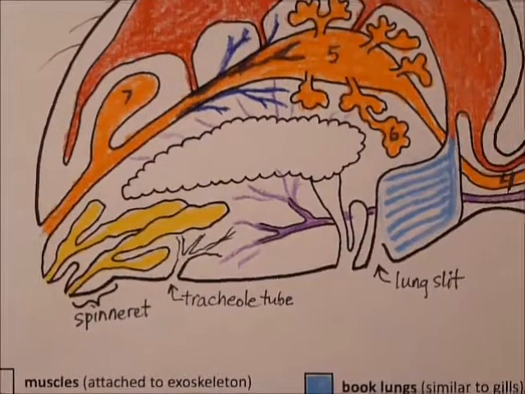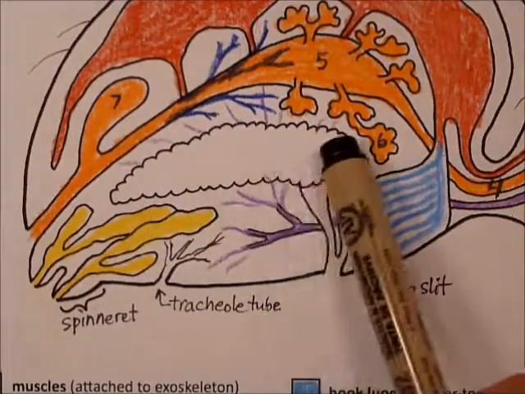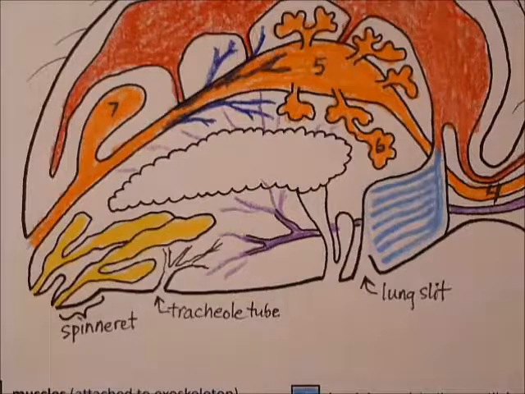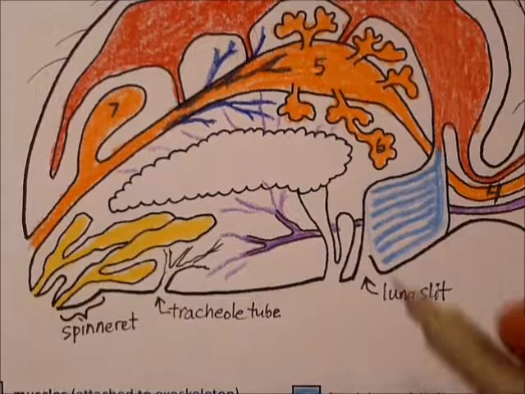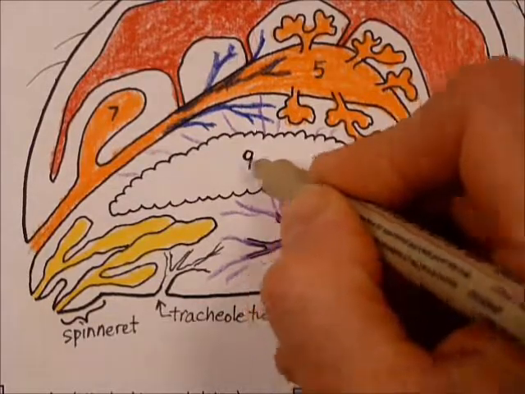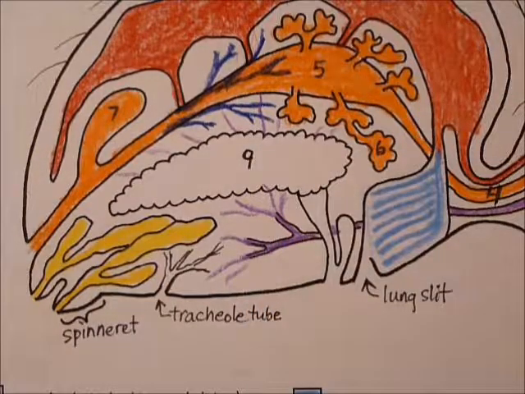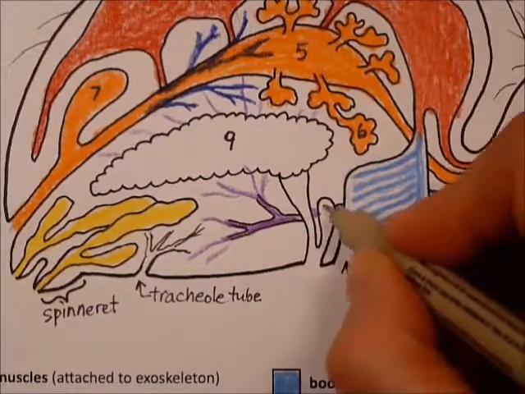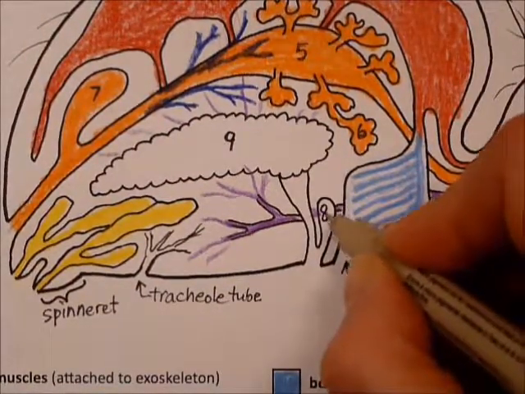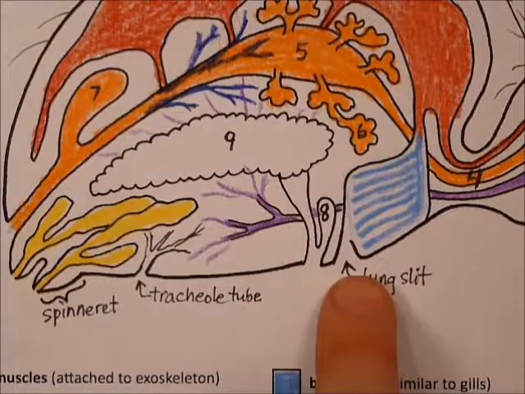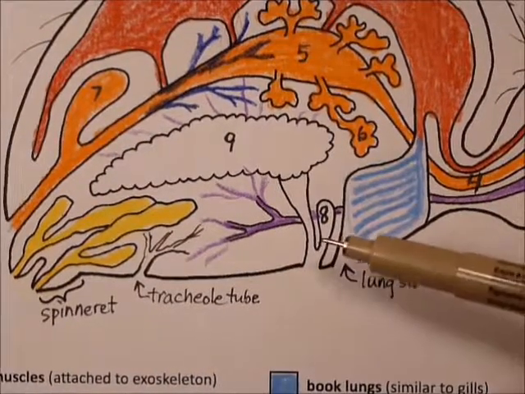And then before we leave the abdomen, we're going to do this area and these. And this is the ovary. We can just label this 9. And this little thing down here is number 8. And that is a pouch for storing sperm.